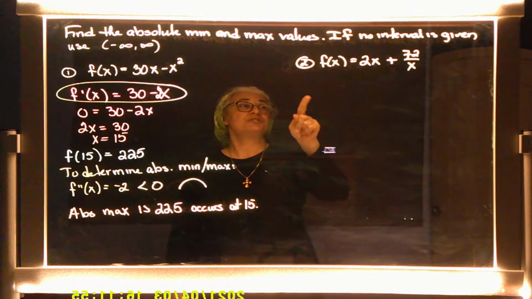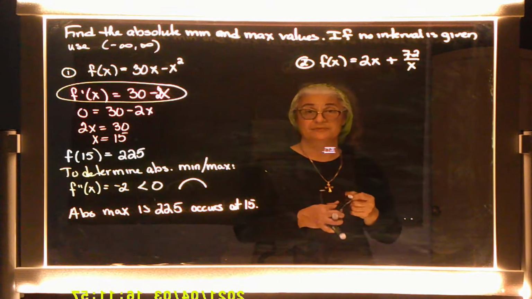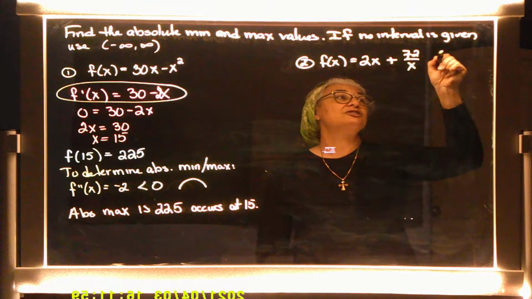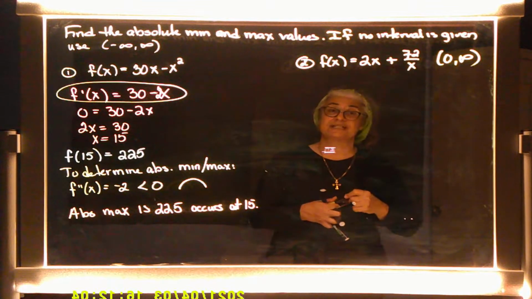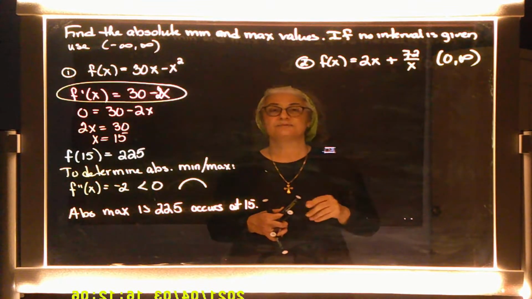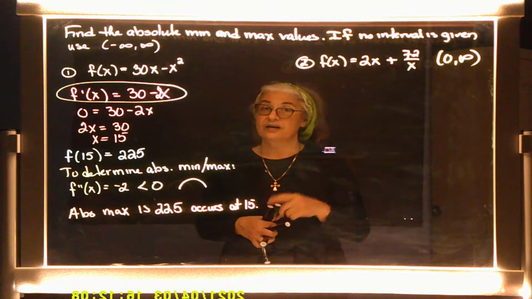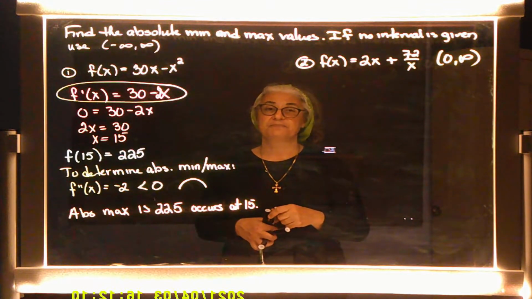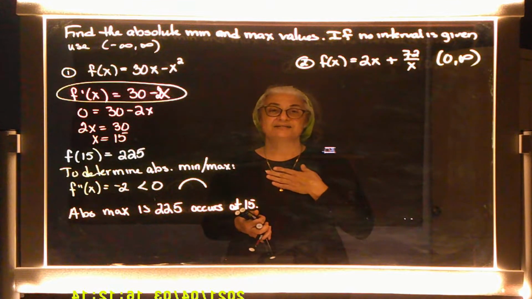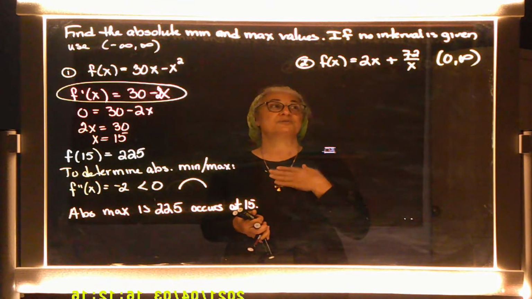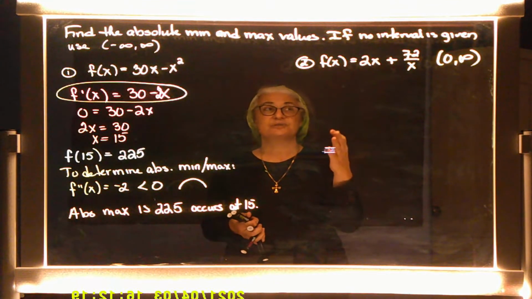Now, number 2, I forgot something on number 2. Number 2 actually gives me this interval. Now question, is it a closed interval? No, it's not. So that should give us a clue right there. Regardless, I still need to find my critical values, which means I still need to find the first derivative.